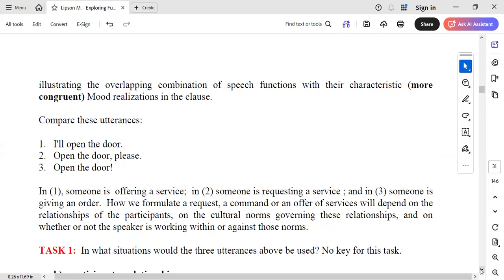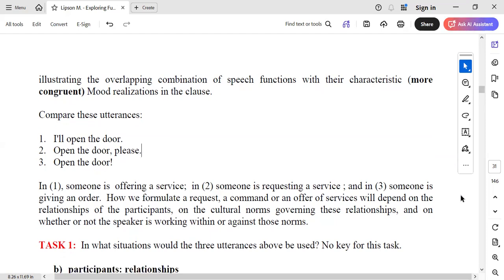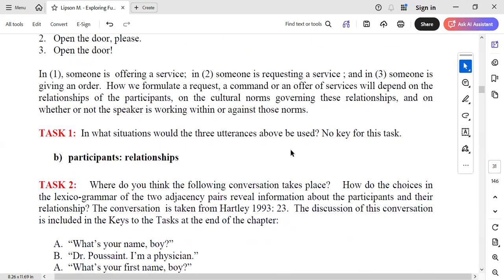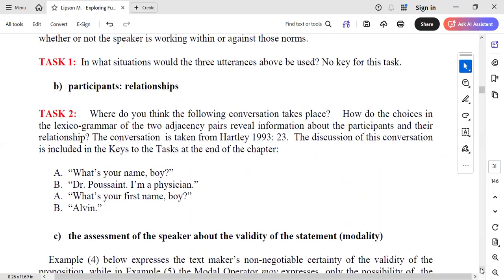Now there is one task here. In what situation would the three utterances above be used? There is no key for this task, and I think I've discussed that already. Task two: where do you think the following conversation takes place? How do the choices in the lexicogrammar of the two adjacency pairs reveal information about the participants and their relationship? The conversation is taken from Hartley. The discussion is included in the key to tasks at the end of the chapter.